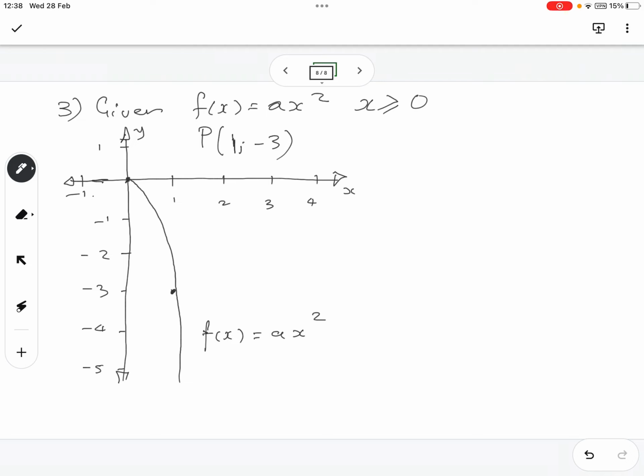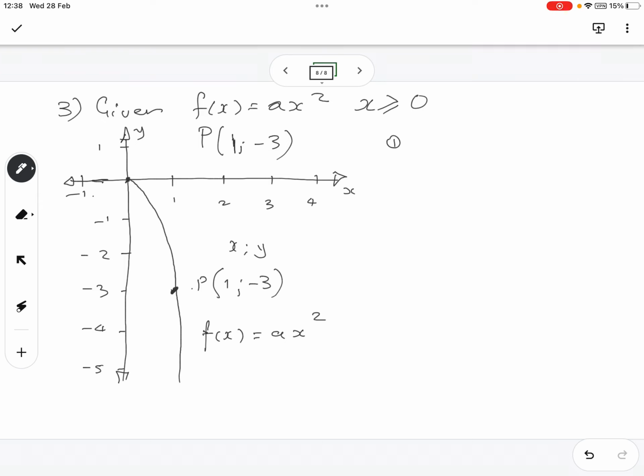Now we must determine the equation of the parabola. How do you think we'll do that? We have to find the value of a. That's a good observation. How can we do that? We substitute the point P into the given equation in order to find the value of a. P is 1, negative 3, and those are x and y coordinates, right? Yes.